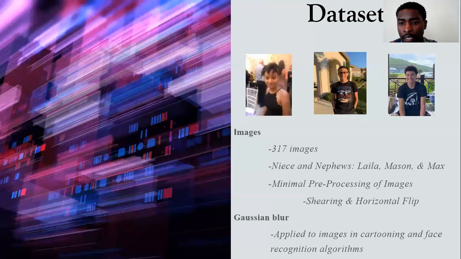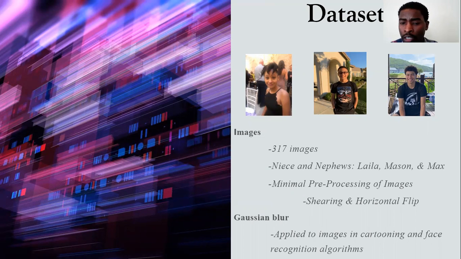So for my project, I used 317 images of my niece and nephews, Layla, Mason, and Max, that you can see here respectively. I didn't do a lot of pre-processing on the images. The images I received were given to me by my sister, and she had taken the pictures with an iPhone for the most part. So the images were of decent quality and provided a lot of different poses, not to mention variation in lights and background and a lot of things that you'd want to have in your image as far as blurring and occlusions and things of that nature.